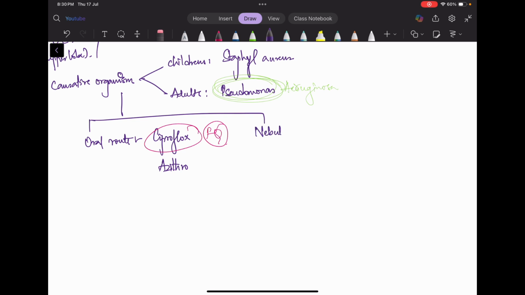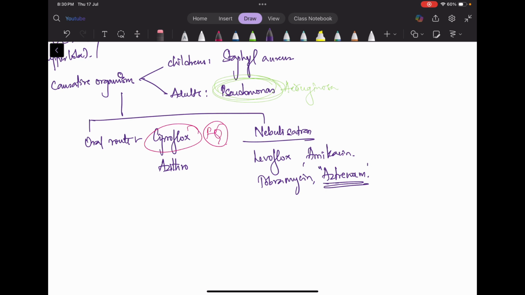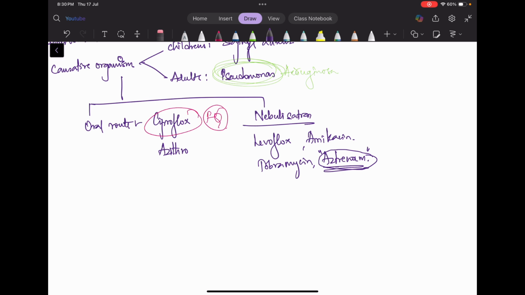Then we have nebulization, where we give levofloxacin, which also belongs to the fluoroquinolones, or amikacin, tobramycin, aztreonam. Comment to me about this drug. It is the only drug in that class. Which class? Comment in the comment section, right? I'll see who comments first.